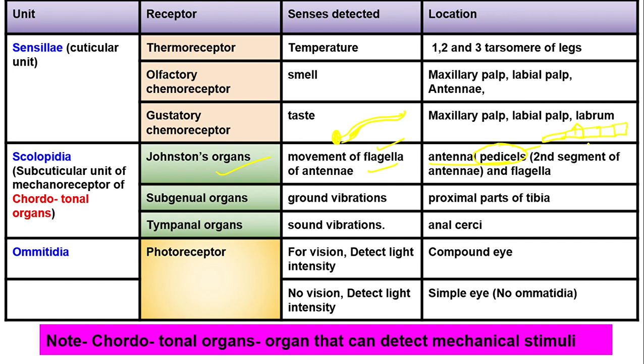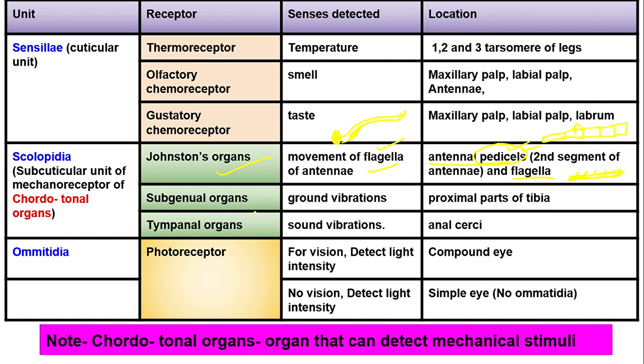So the second segment of antenna, what do we call it as? Pedicel. So location is where antennal pedicel and the flagella, or you can just call it like this, antenna will be there and here small flagella will be there if you want to remember it like that, otherwise it's okay, you can just remember it like antenna will be there, on top of it flagella will be there.